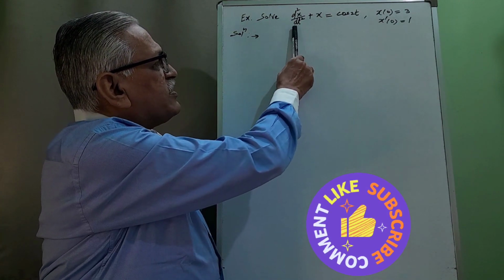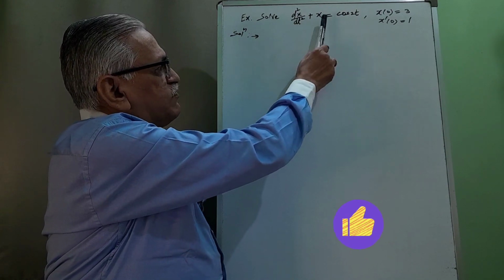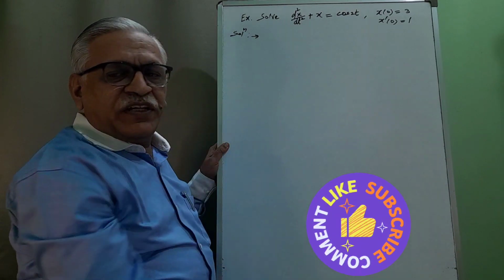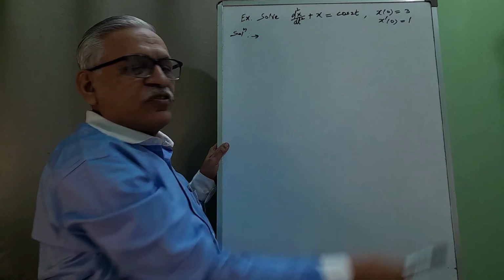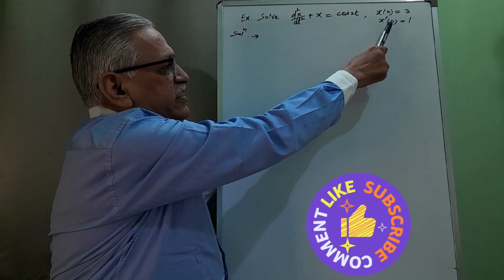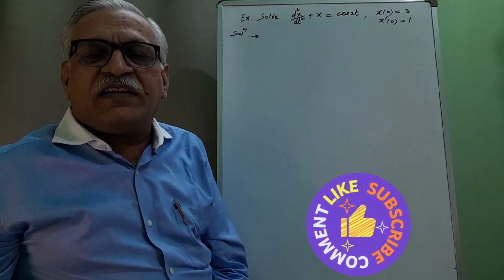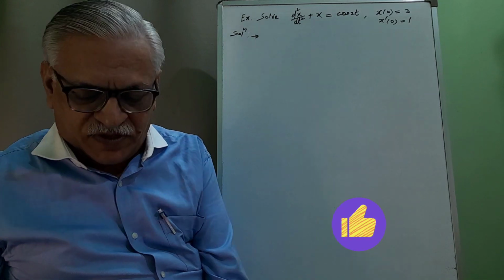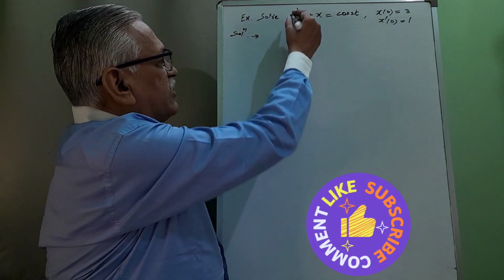Let us solve the problem. d2x by dt square plus x is equal to cos 2t. Conditions: x of 0 is equal to 3 and x dash of 0 is equal to 1. Again, this is an initial value problem which we have to solve by Laplace transform.